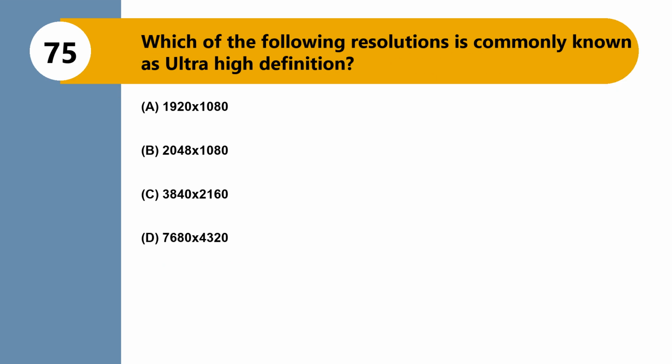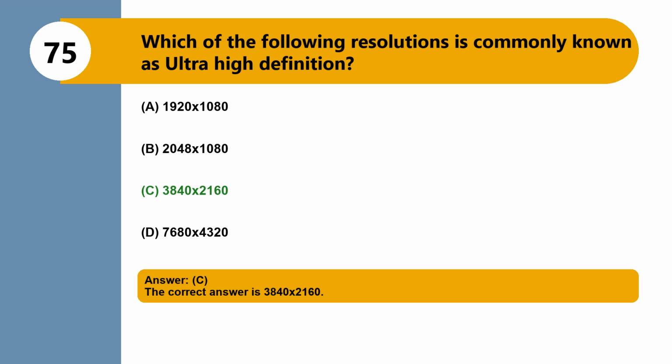Question 75. Which of the following resolutions is commonly known as ultra-high definition? Option A, 1920 x 1080. Option B, 2048 x 1080. Option C, 3840 x 2160. Option D, 7680 x 4320. The correct answer is option C, 3840 x 2160.